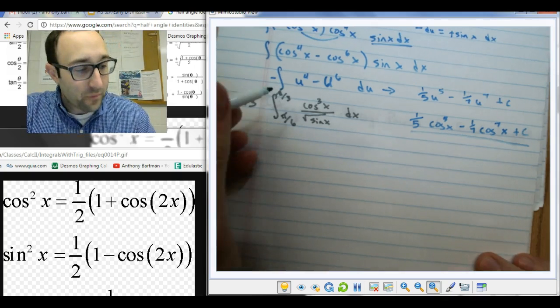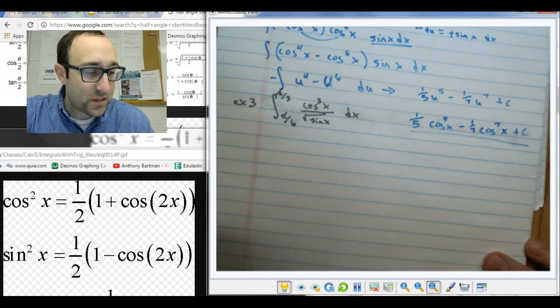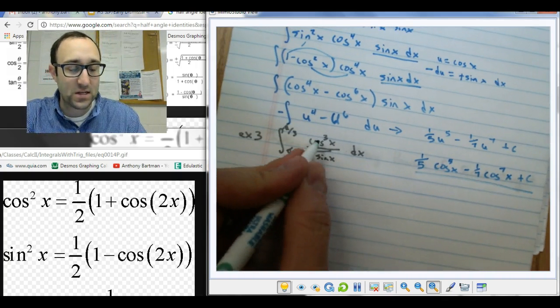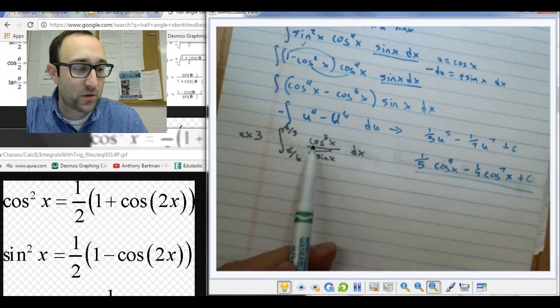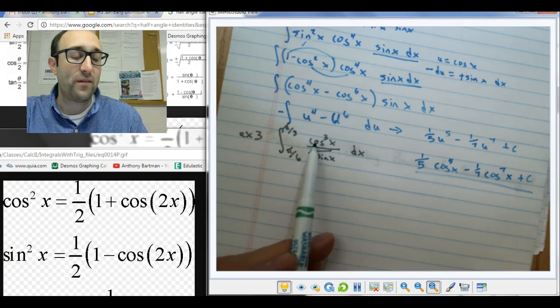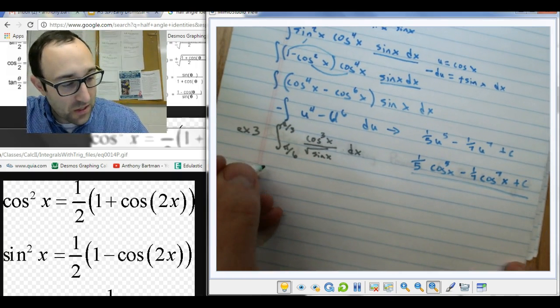So we have the integral from pi over 6 to pi over 3 of cosine cubed x over the square root of sine x. Alright, so I see a sine, I see a cosine. I probably want to get something in the other form. So if I look at cosine cubed, I can break that up into a cosine squared and a cosine. So I'm going to do that right now.